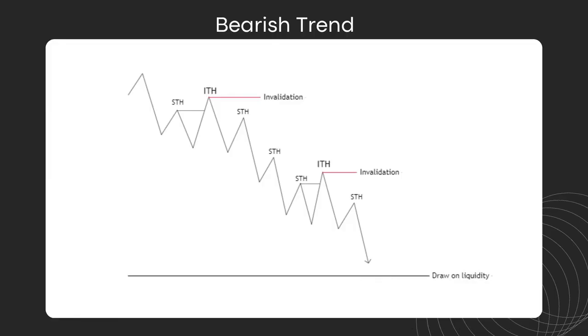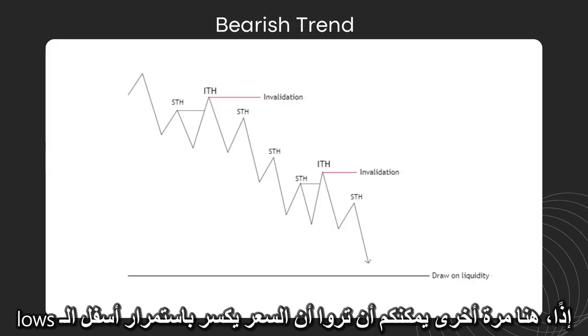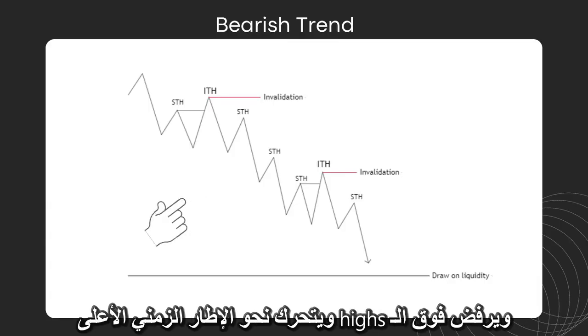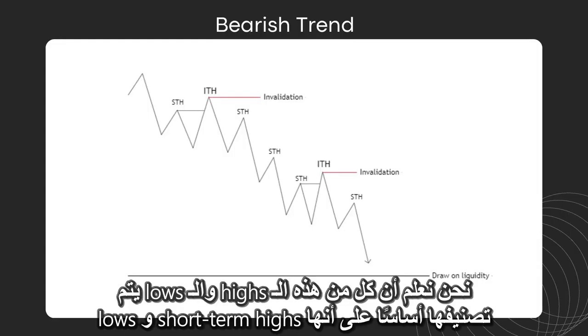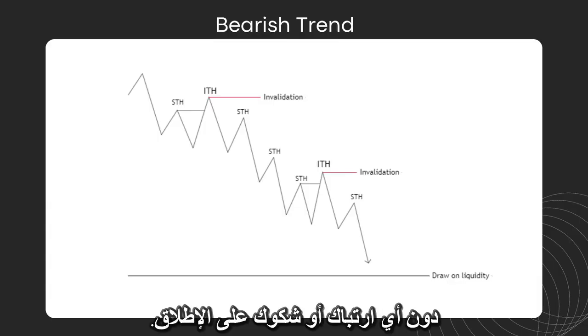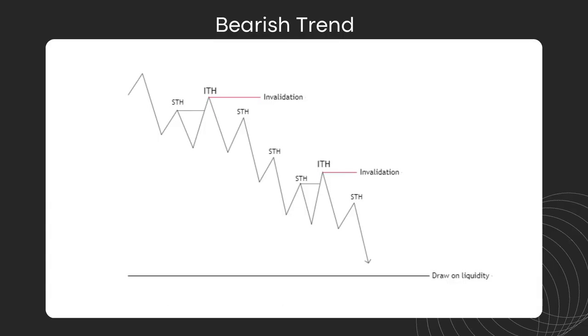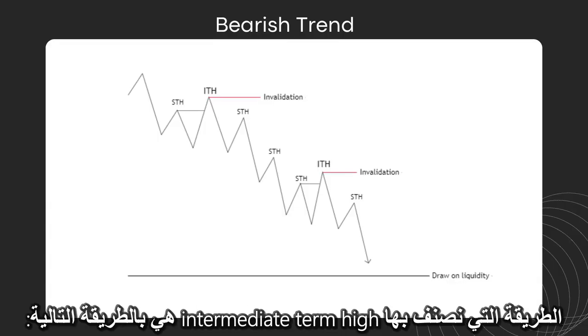So right here again you can see that price is consistently breaking below lows and rejecting above highs and is moving towards the higher time frame objective or drawn liquidity. We know that each of these highs and lows are basically classified as short term highs and lows without any confusions or doubts whatsoever, right? Now the way we classify an intermediate term high is through the following manner.